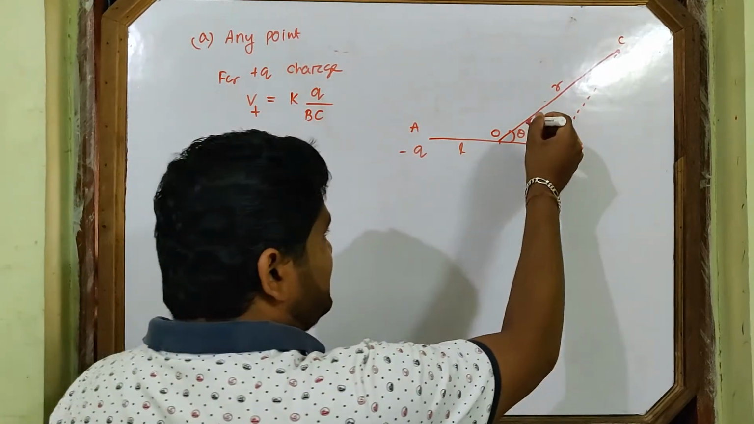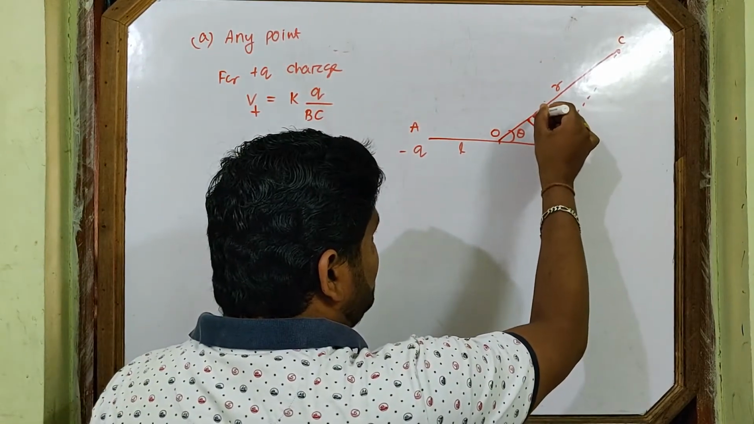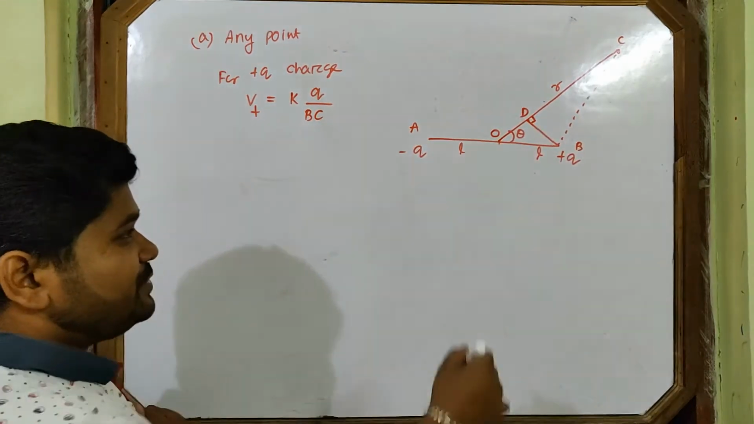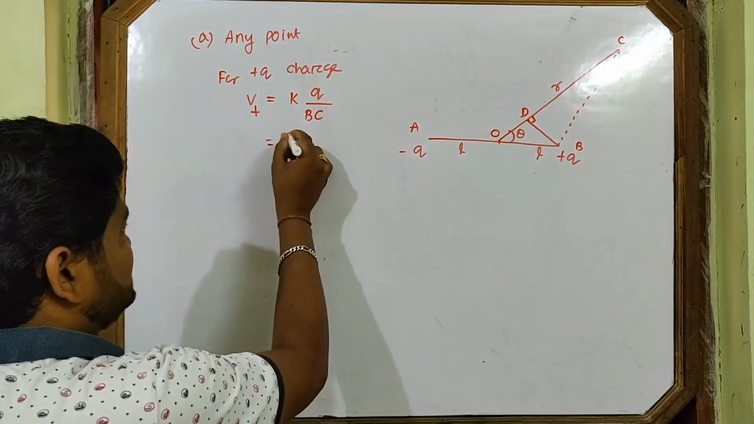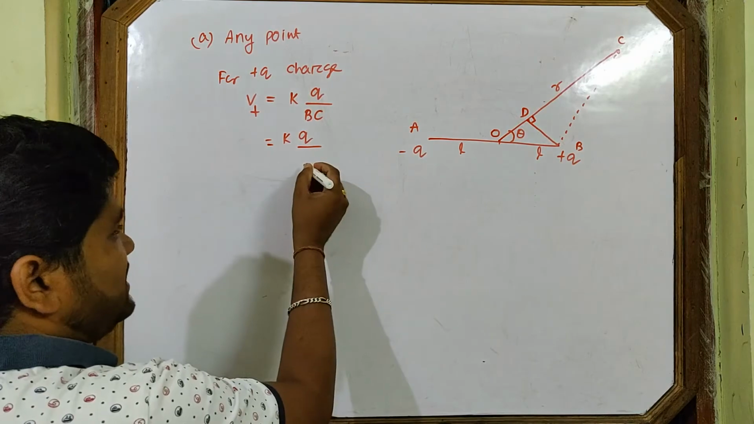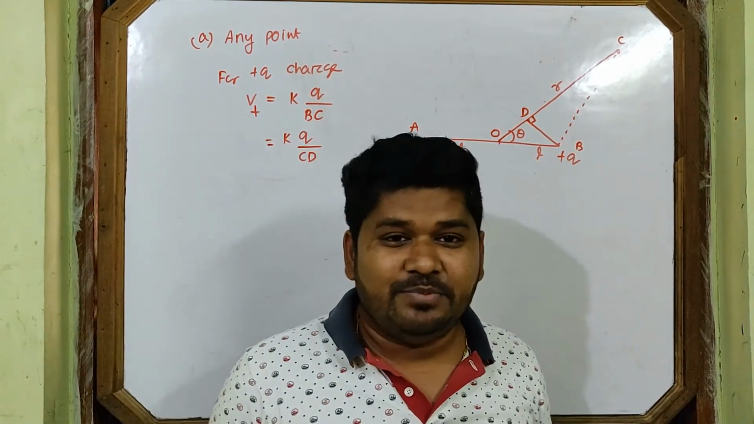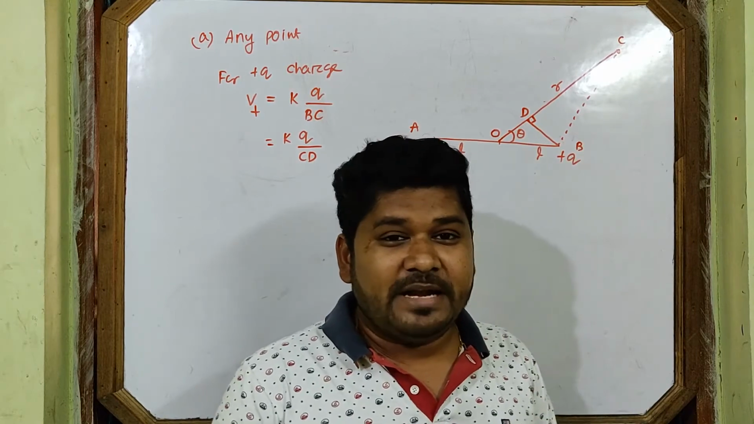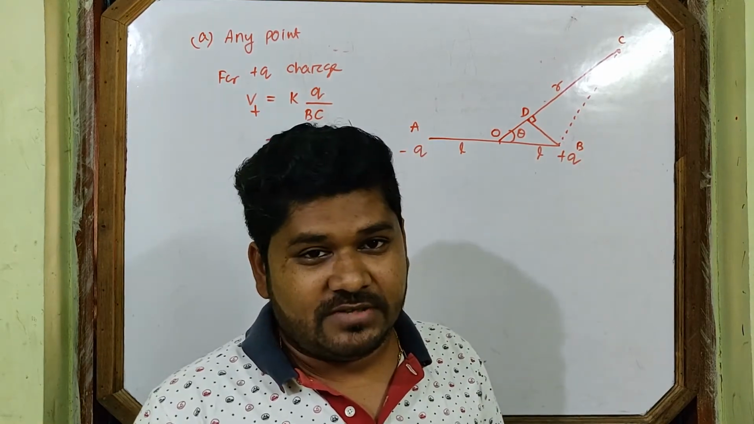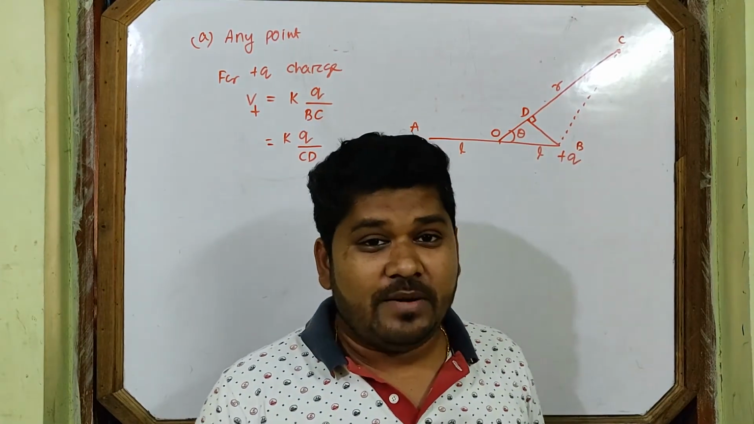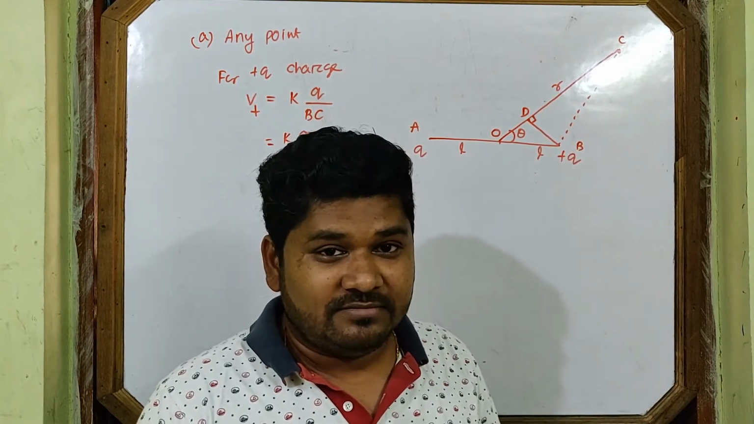Okay, let's draw one perpendicular from here. If you draw one perpendicular from here, let's write this point as D. So BC is approximately equal to CD. BC and CD both are approximately equal to each other. So in place of BC, I write CD. You have to neglect this much here.